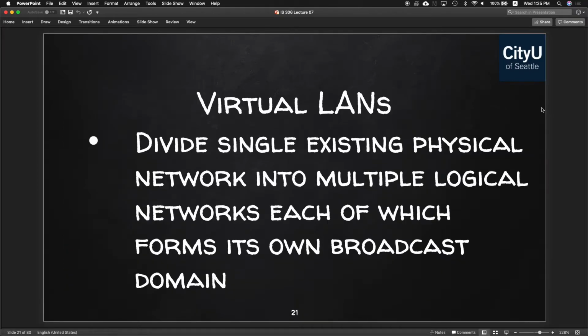So virtual LANs made it possible to have a lot of networks in a single physical network. What it does is basically divide a single existing physical network into multiple logical networks. Logical is something virtual; it's not really physical. Each logical network forms its own broadcast domain.